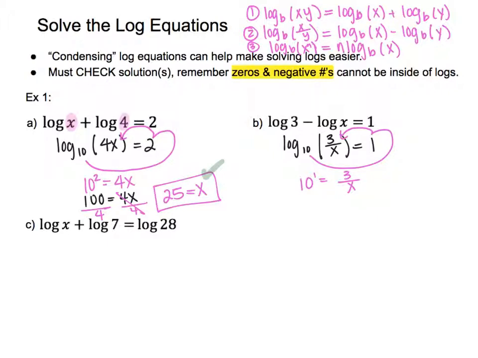This side here is kind of freaky, right? You've got this 3 over x, and we're not used to seeing x being in the denominator. So how do I get x out of the denominator? Because I want to get x by itself.